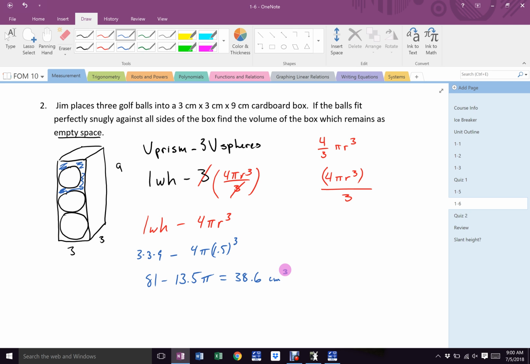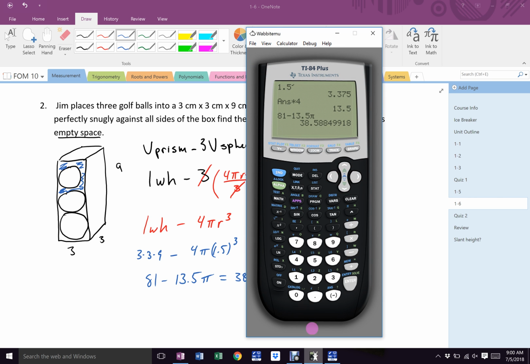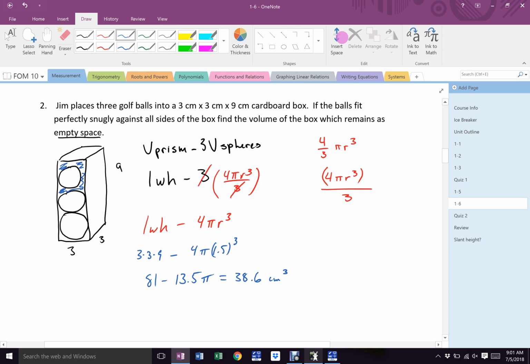All right. So is everybody cool? I did 81 minus, well, here, I'll do it step by step. 13.5 pi is 42.4, right? So then I did 81 minus that. I did it all in one step right there. 81 minus 13.5 pi. My calculator might be different than yours.